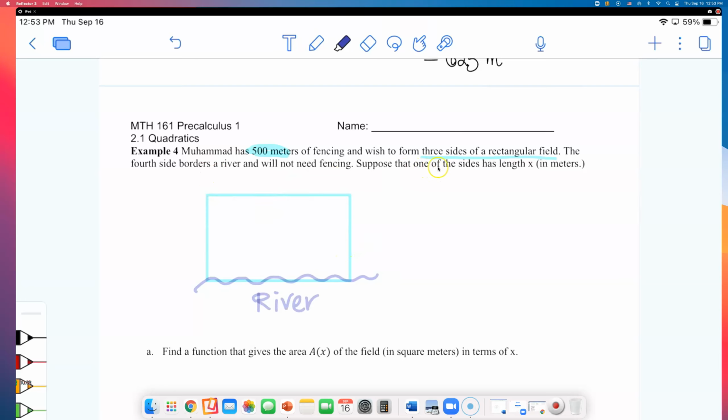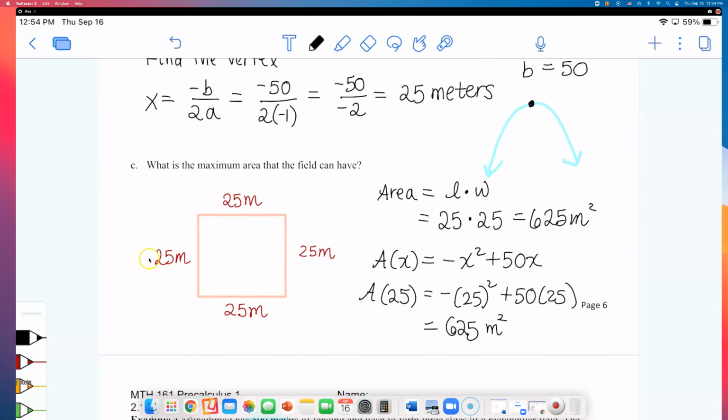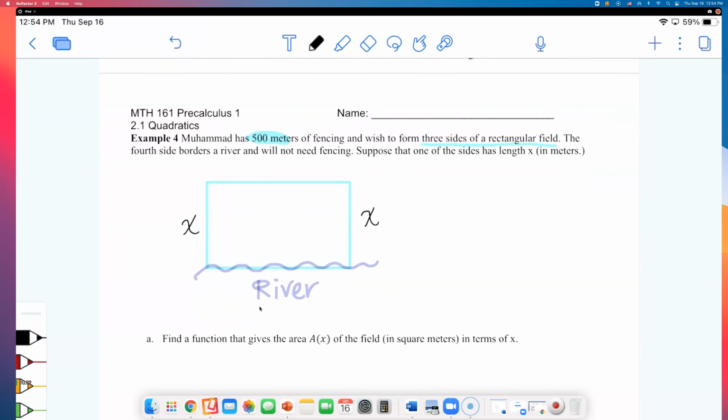Okay, suppose that one of the sides has length x. So I'll call this side x, okay? And I'll also call this side x, okay? I don't know what the top is though, and I cannot assume that it is x because this situation is a little bit different. Remember the previous one? When we did our work, it came out to be all the same on four sides. But with us having this river on the fourth side, the top side may be different. So for right now, let me call it u for unknown, okay?